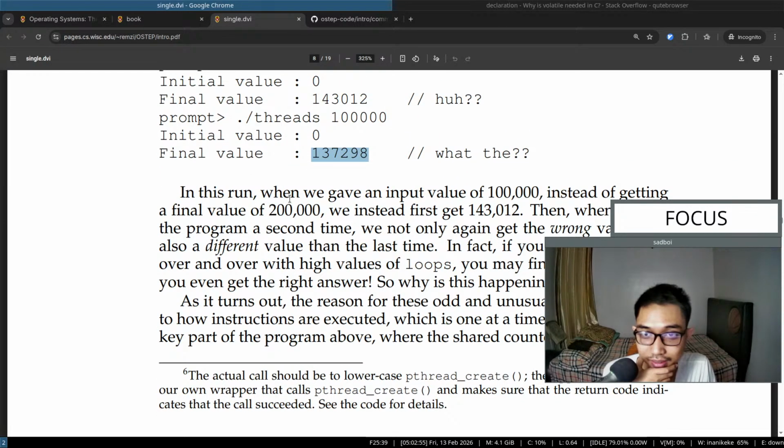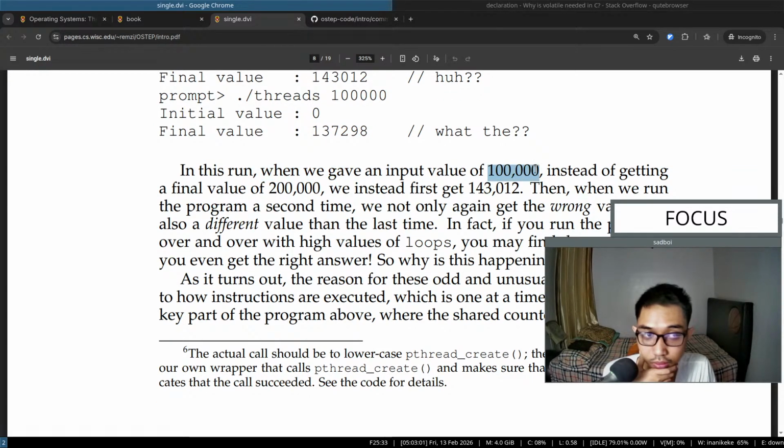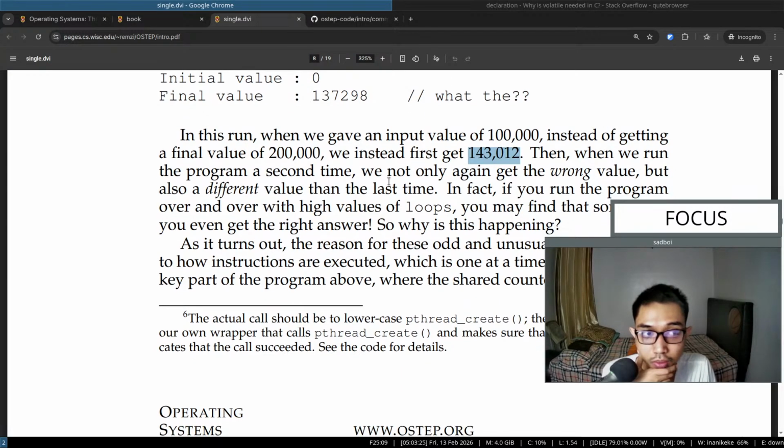Okay, interesting. In this run, when we give an input value of 100,000, instead of getting a final value of 200,000, we instead first get this one, 143,012. Then when we run the program a second time, we not only again get the wrong value, but a different value than the last time.